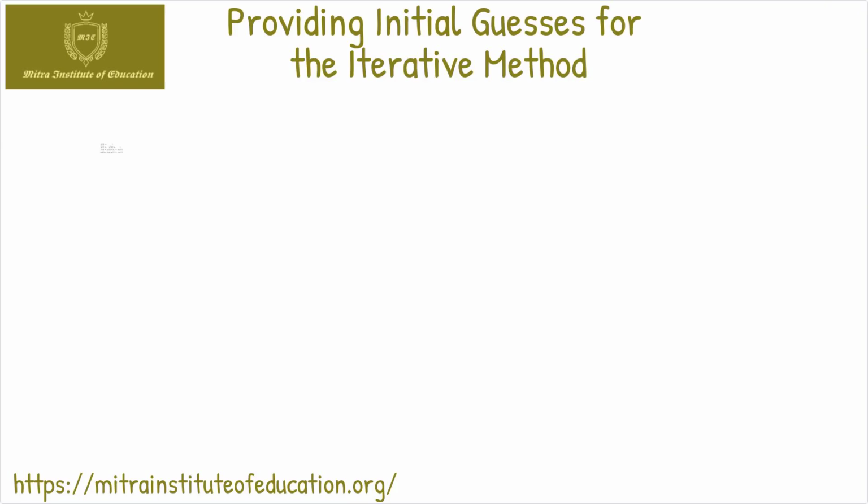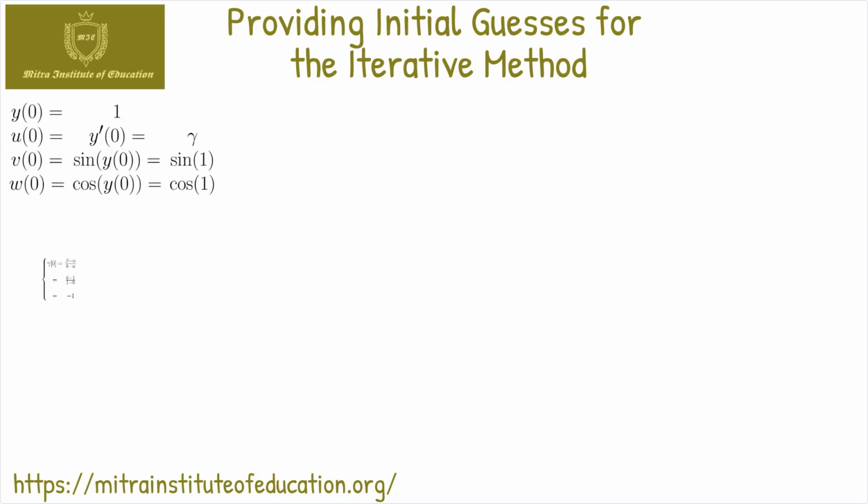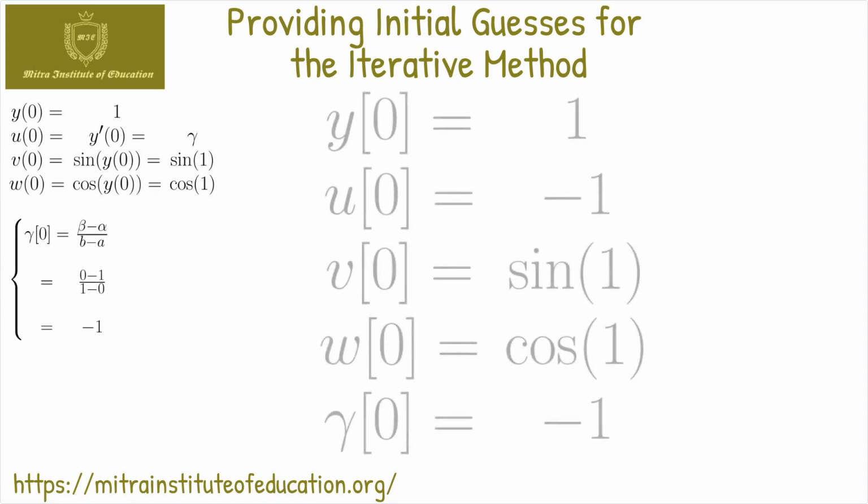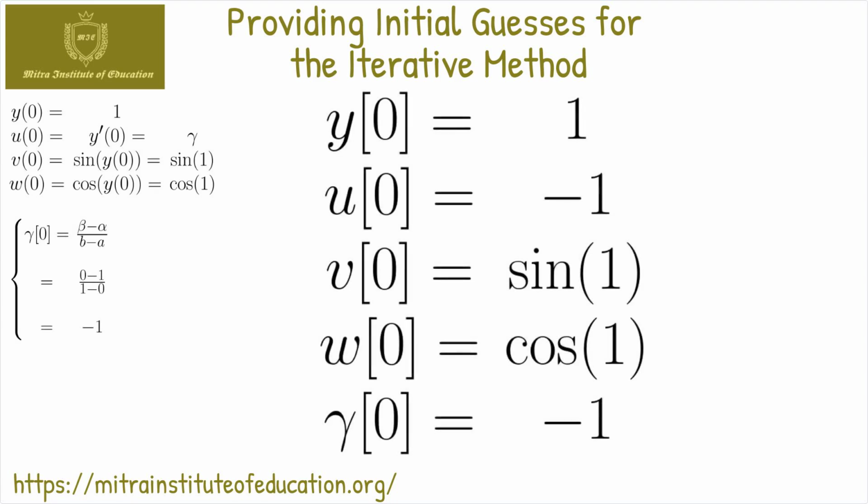We employ an iterative method to approximate the solution. In this slide, we provide the initial guesses. These initial guesses are based on the boundary conditions and the method we discussed earlier, offering a reasonable starting point for the iterative process. By refining these estimates through each iteration, we move closer to the exact solution.